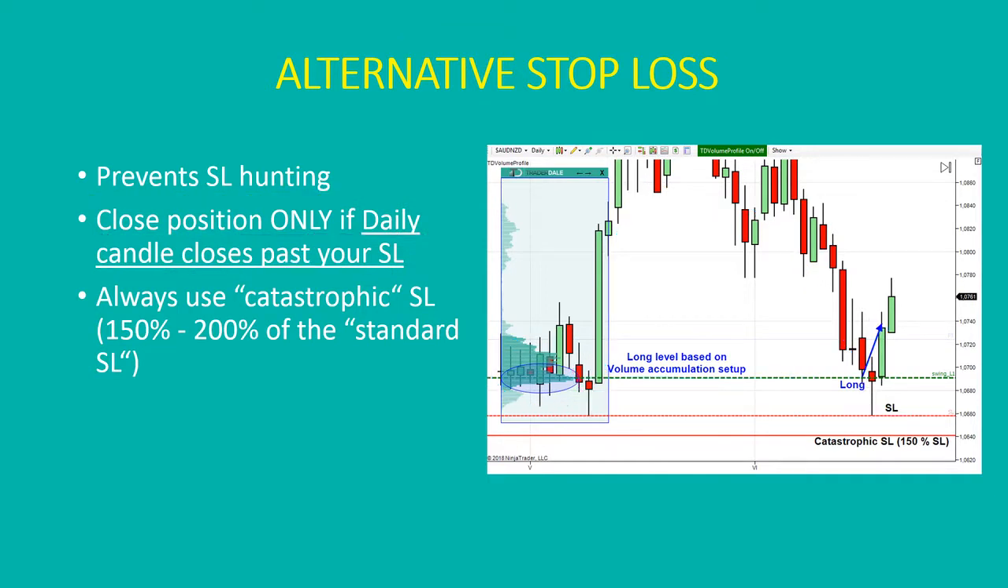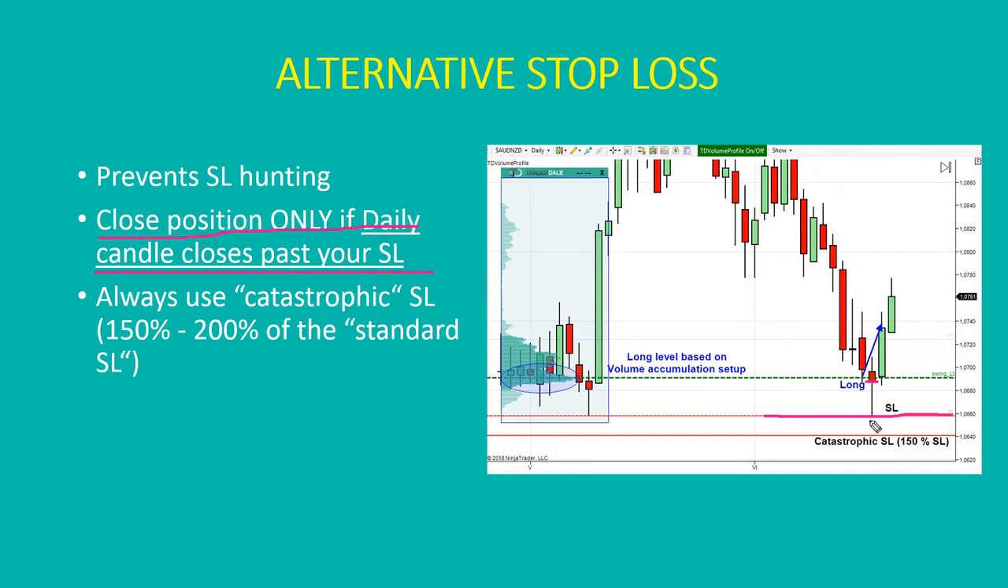But with the alternative stop loss, you close your position only if a daily candle closes past your stop loss, and the daily candle closed in here just a little bit before your long entry. Alright, so in this case, you hold onto your trade, you don't quit it if it hits the stop loss. You don't leave a stop loss order there, it's just sort of a mental stop loss for you, just a line in the chart, alright? And you wait until you see where the daily candle closes.